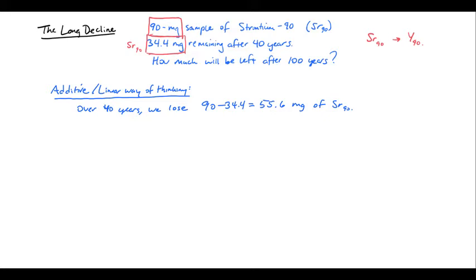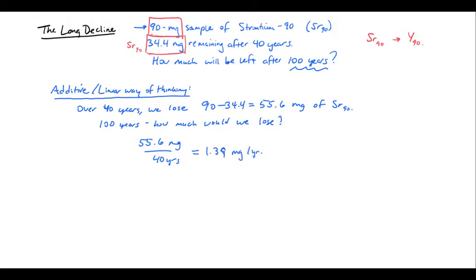Okay, that's how much we lose. So the question is, how much will be left after 100 years? And I actually mean 100 years from this starting time, not 100 years after the 40 years. So over 100 years, how much will we lose? So we might say that if we lost 55.6 milligrams over 40 years, then that's a loss rate of, let's use my calculator, 55.6 over 40, that is 1.39 milligrams per year.